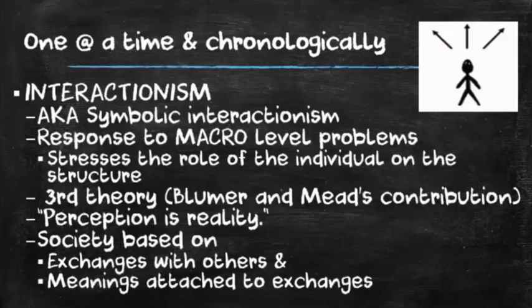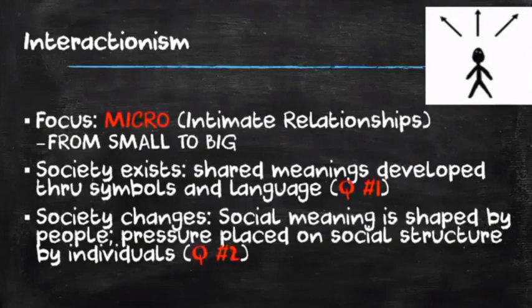All right, we still have to answer those two key questions. Now, again, this is a micro theory, so we're looking at intimate relationships here, small groups, and how those very small groups influence the structure. So, how do we exist? Well, we can only exist if we can share meanings with each other. And those meanings, we can only share them if we develop some symbols to do so. Language is a symbol, right? So society exists when we share meanings with each other. That's what this theory says. And I kind of like that. It's very elegant, right?